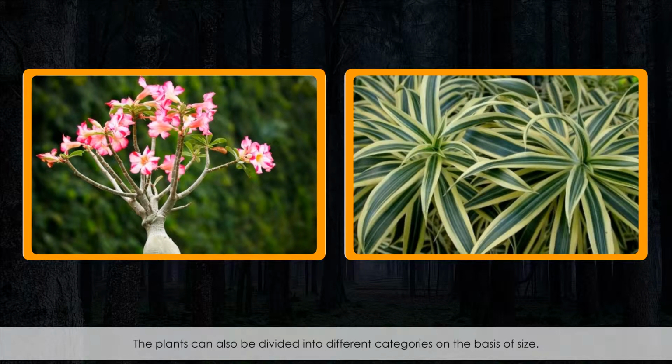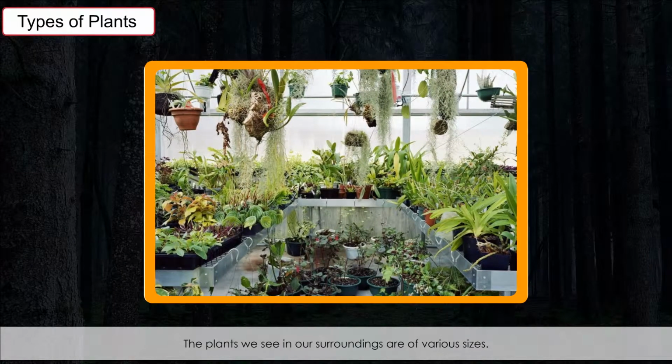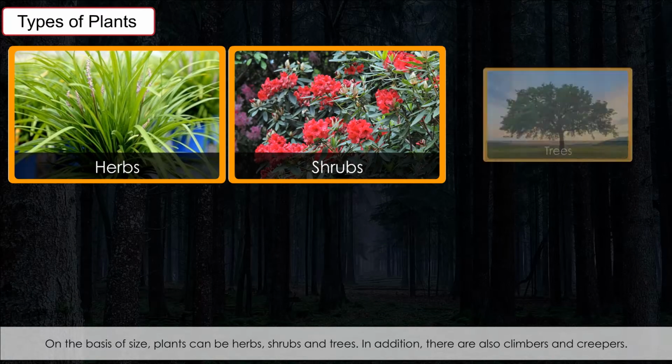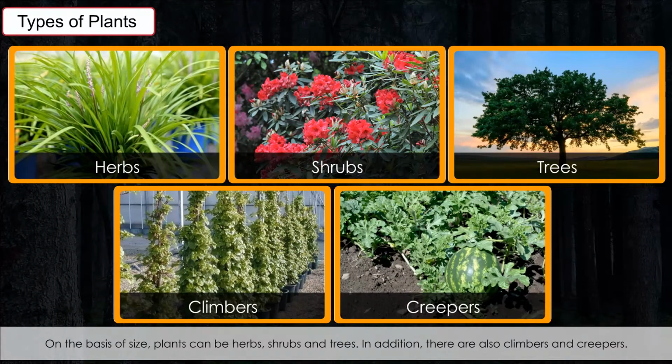The plants can also be divided into different categories on the basis of size. Types of plants. The plants we see in our surroundings are of various sizes. On the basis of size, plants can be herbs, shrubs, and trees. In addition, there are also climbers and creepers.